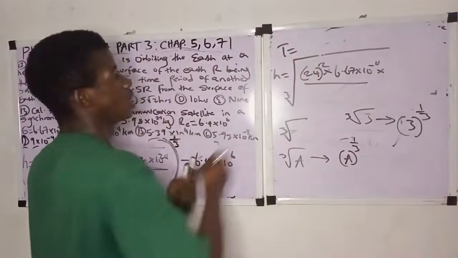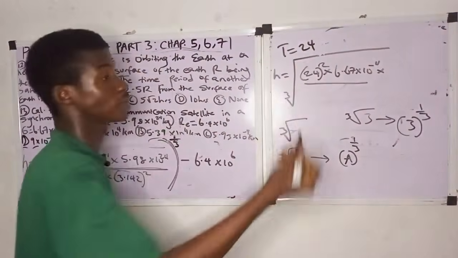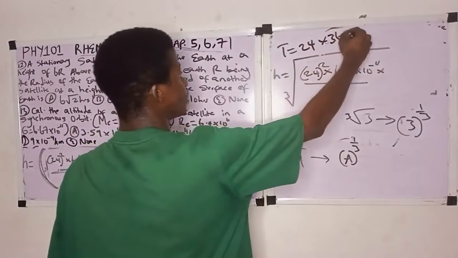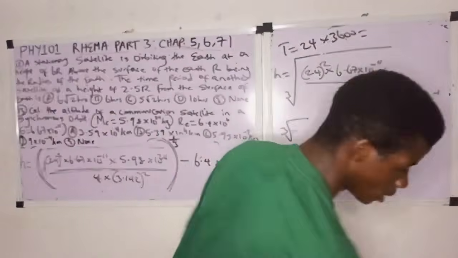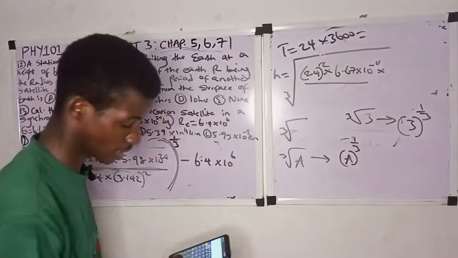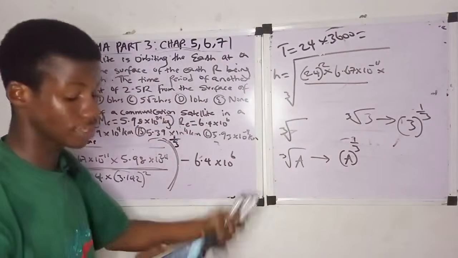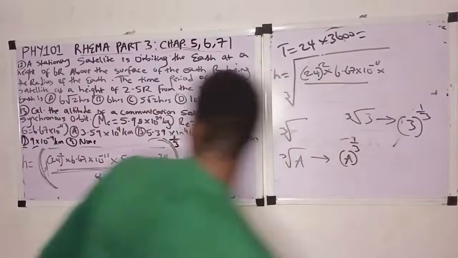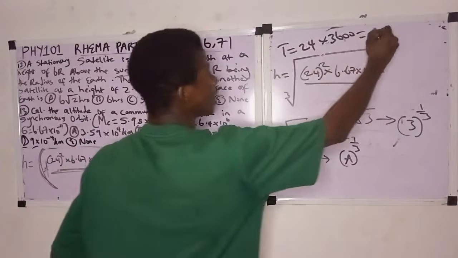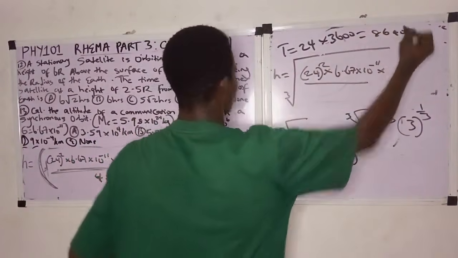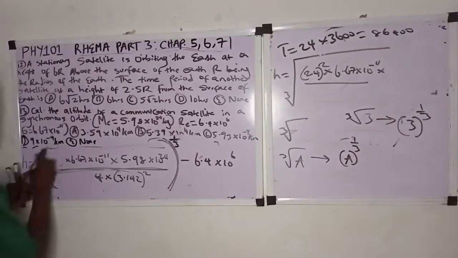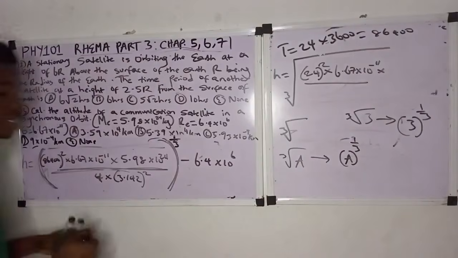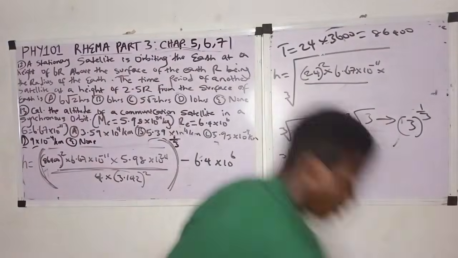How are we going to do that? Remember, to convert from hours to seconds, multiply by what? 3,600, right? So 24 times 3,600 will give us 86,400. So the time is 86,400 seconds, right? So I go here and do something like this: bracket open 86,400, all squared, right? Now let's do it again.